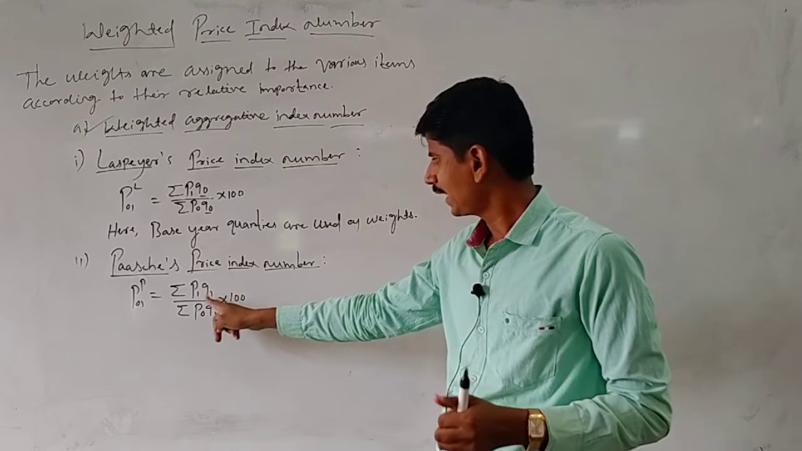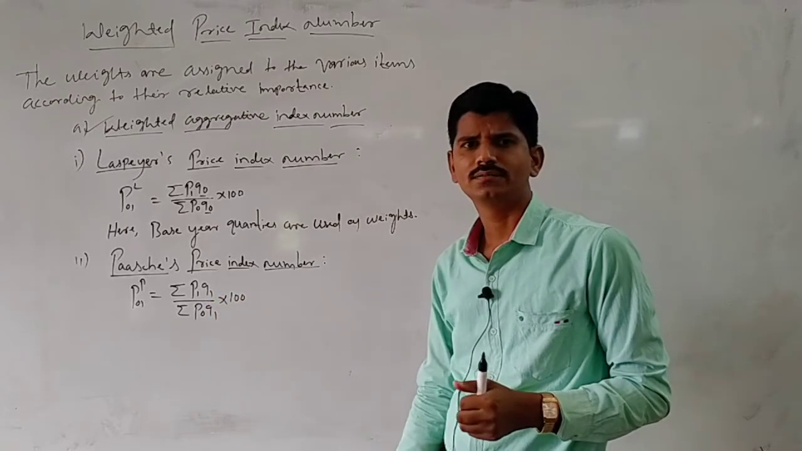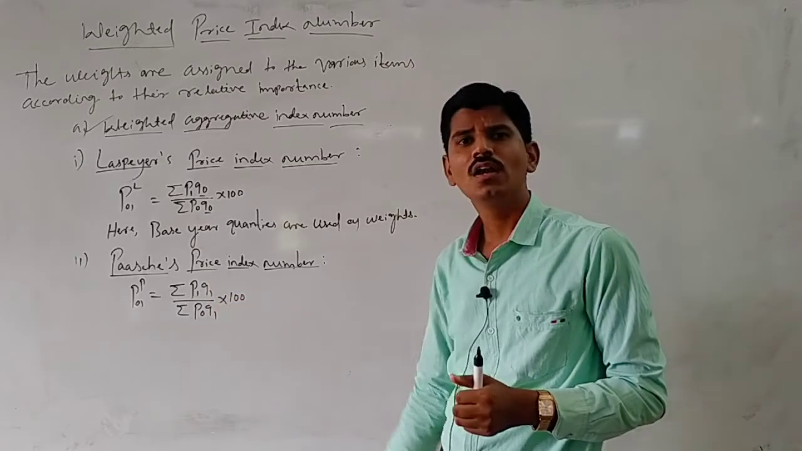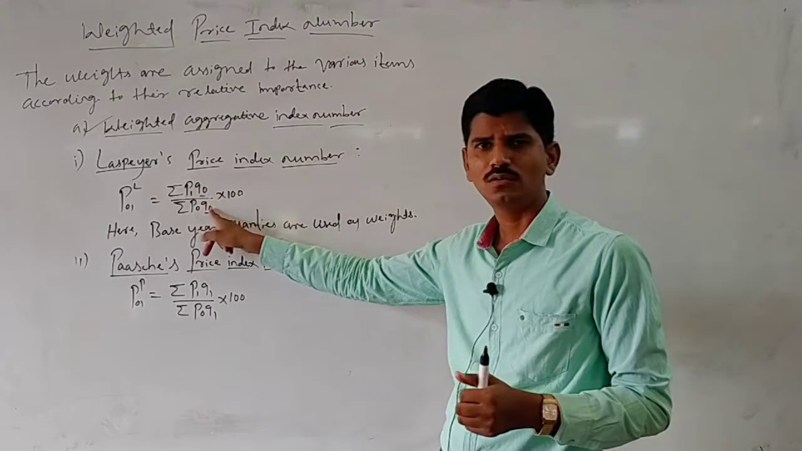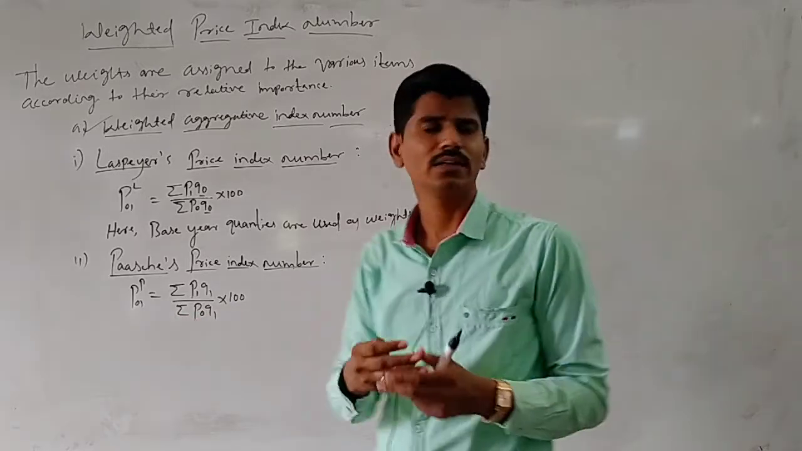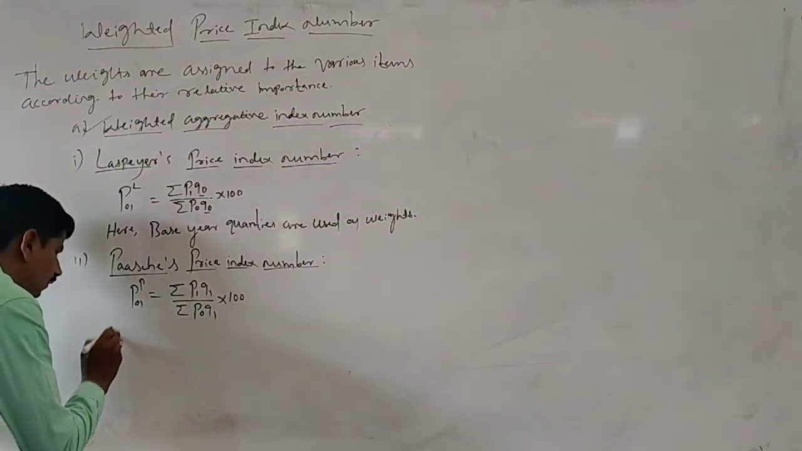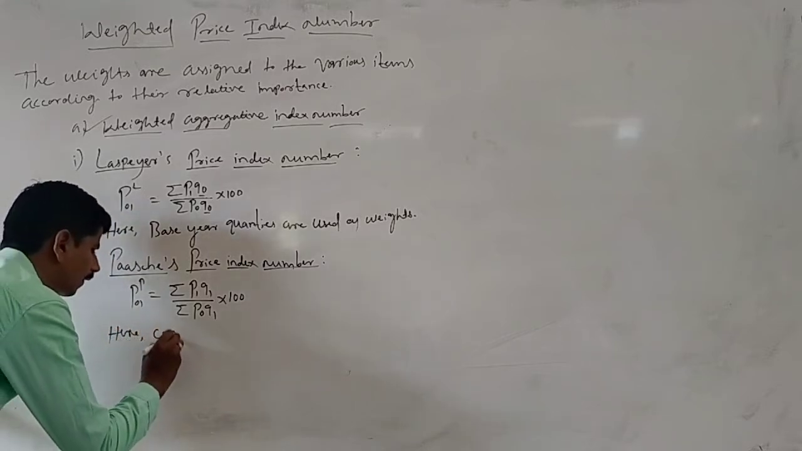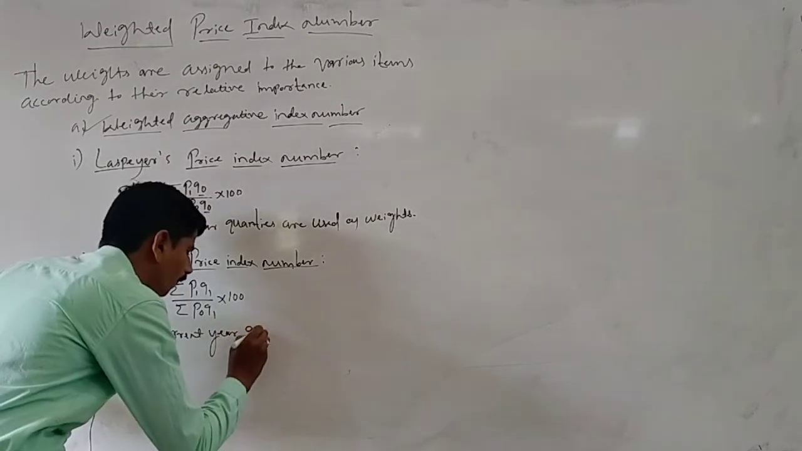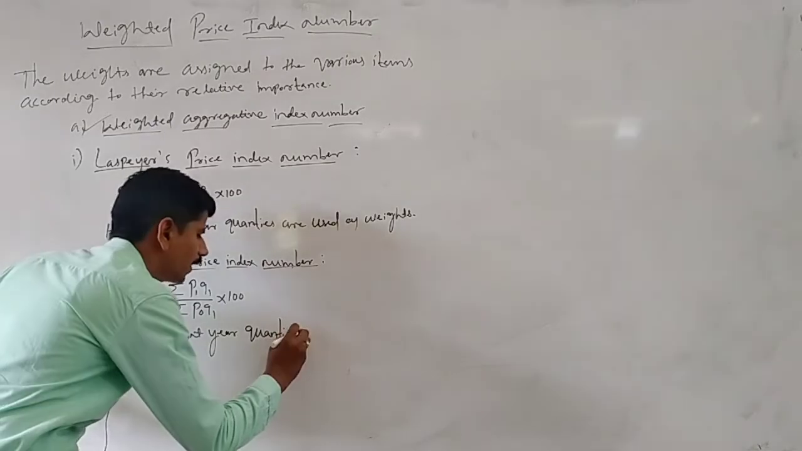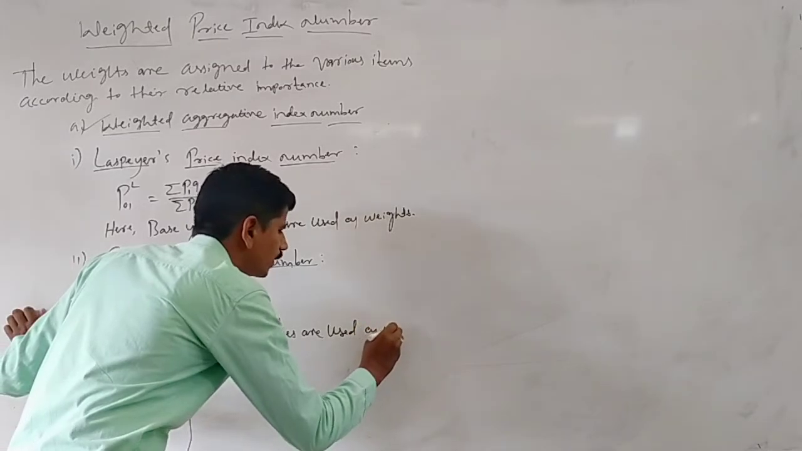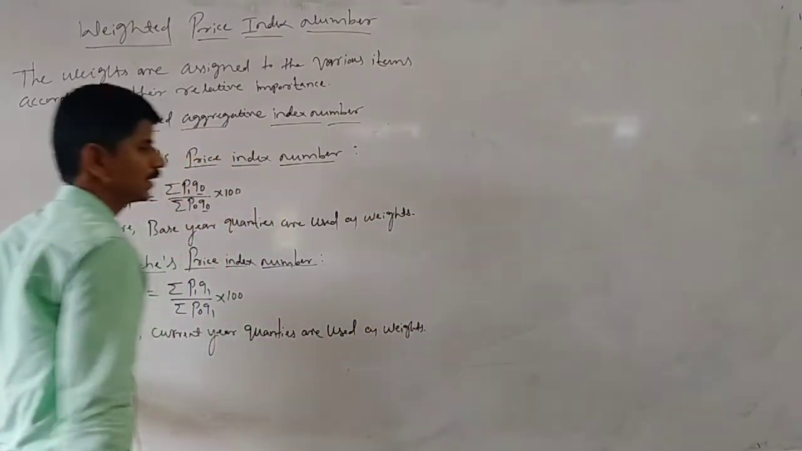Here the current year quantities are taken as weights. Q1 and Q1, numerator Q1 and denominator is also Q1. In the Laspeyres case it was Q0 and Q0, where the base year quantities are taken as weights. In this case the current year quantities are taken as weights. Current year quantities are used as weights.